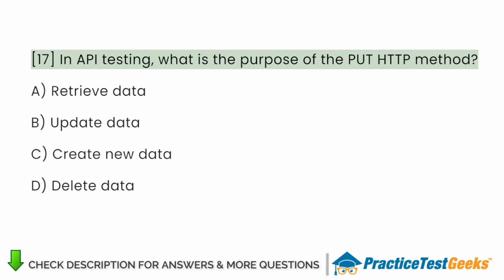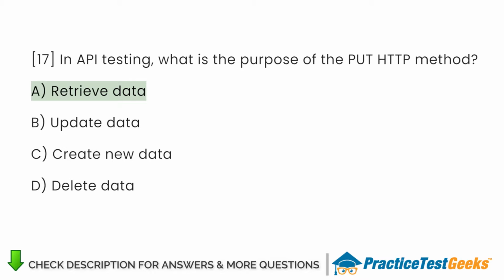In API testing, what is the purpose of the put HTTP method? A. Retrieve data. B. Update data. C. Create new data. D. Delete data.